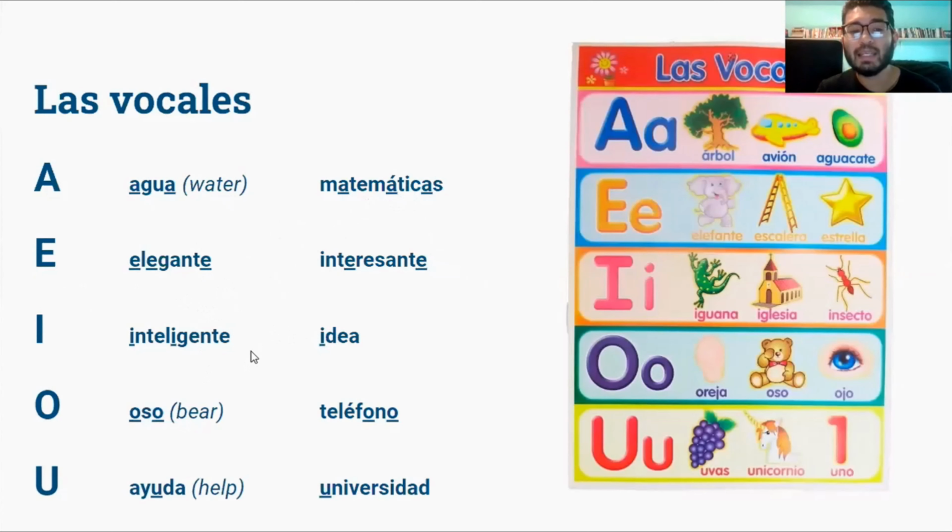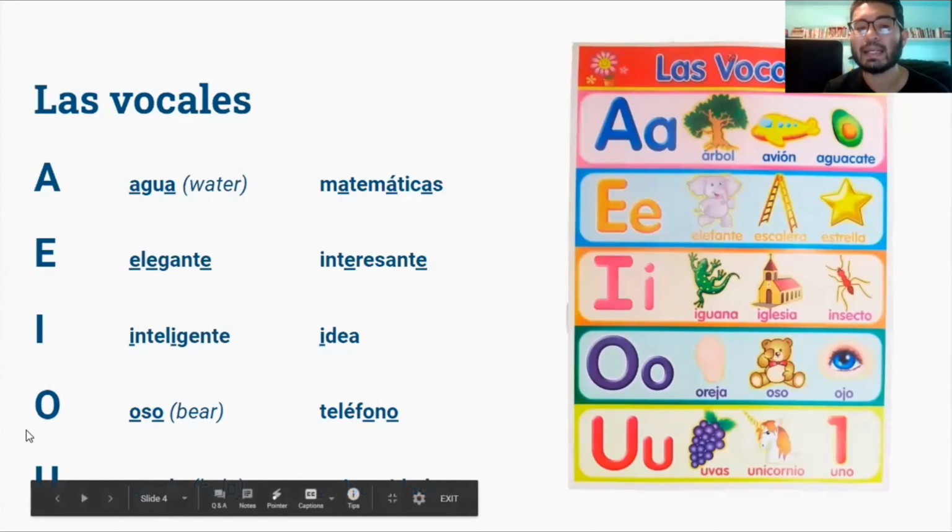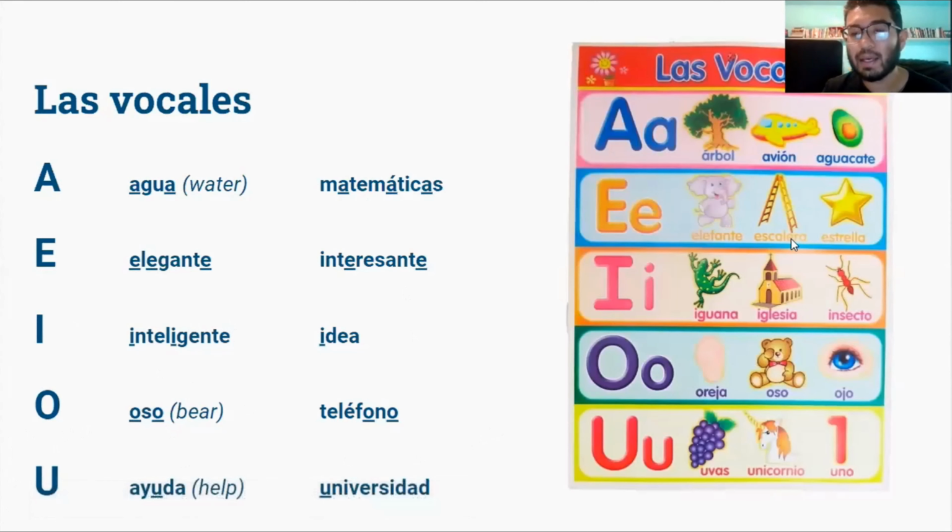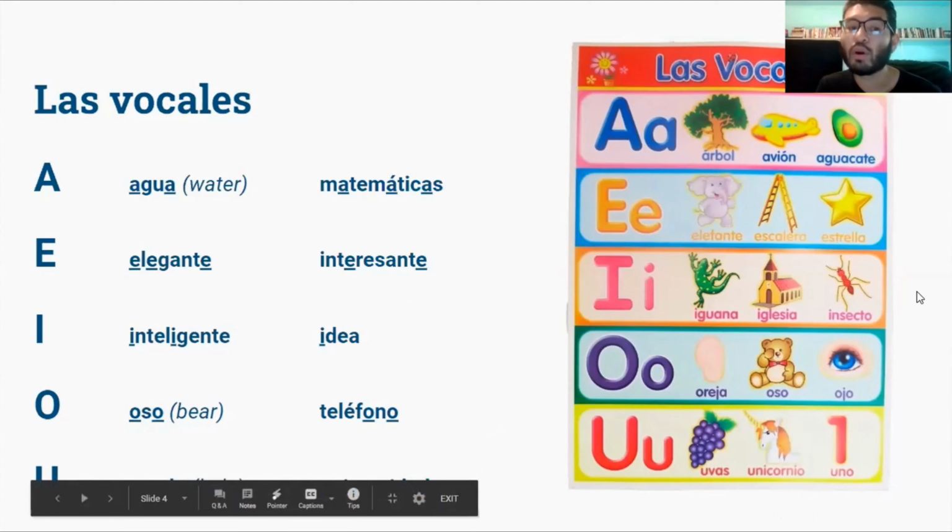So moving on, elegante or elegant, and interesante, interesting. Again, words that repeat the same vowel, the vowel E, and that allows us to see how the letter is pronounced in different parts of the word. No, elegante, interesante, elefante, escalera, estrella, or words that repeat the letter E, as it is pronounced in Spanish.